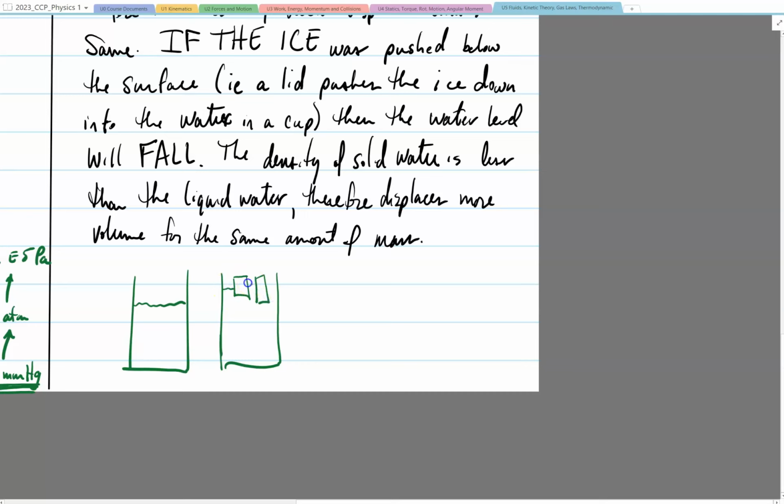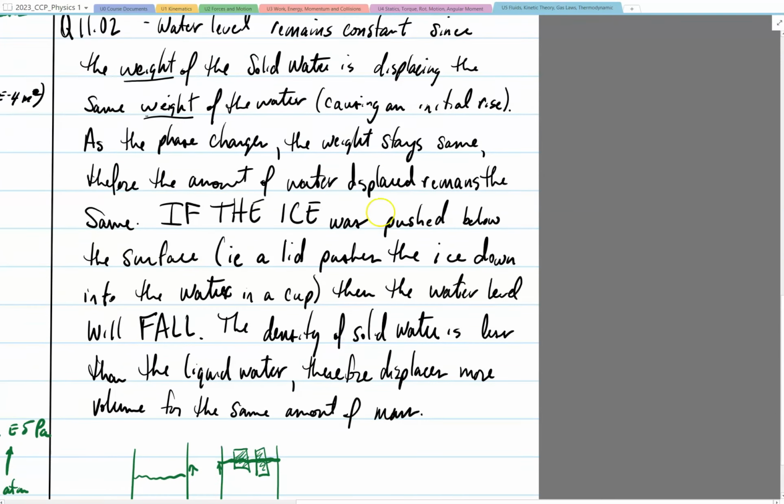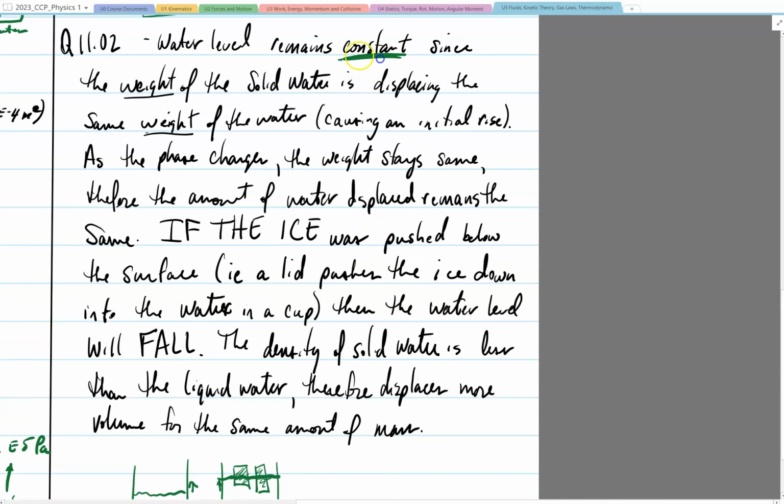Now, we're going to drop these ice cubes into the water, and we'll notice that the water level had to increase a little bit because there's a portion of the ice cubes that are submerged, and that's displacing water in this vessel, so therefore the water level had to rise. But what's going to happen as these ice cubes start to melt? What's going to happen to this water level? Well, as it turns out, the water level is going to remain constant since the weight force of the solid water, the ice, is displacing the same weight of the water that caused the initial rise.